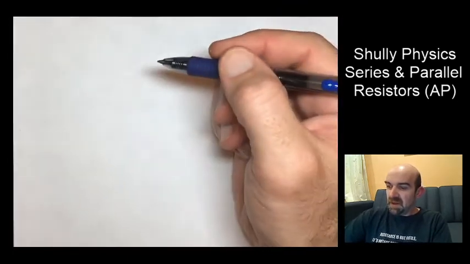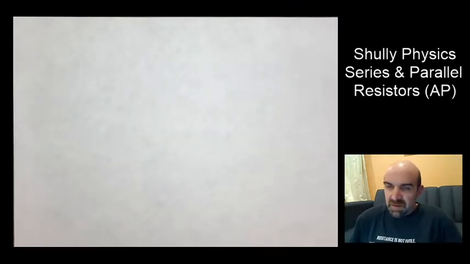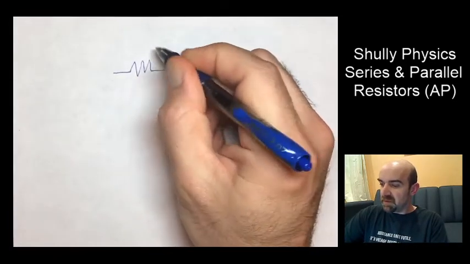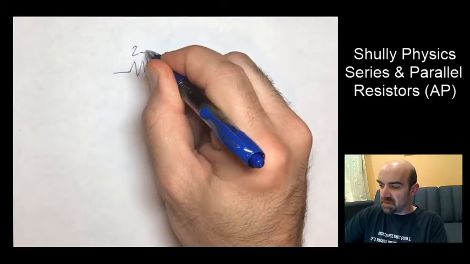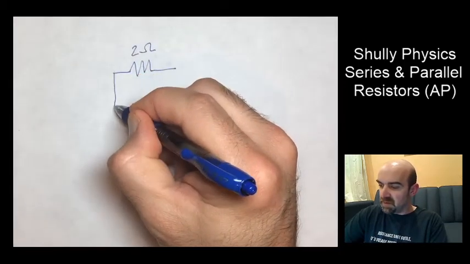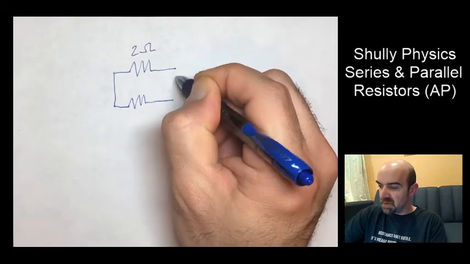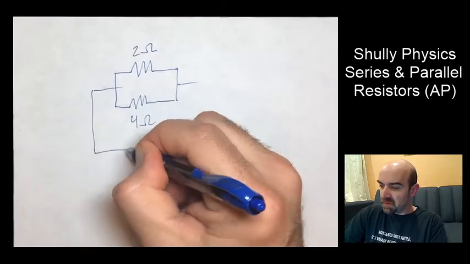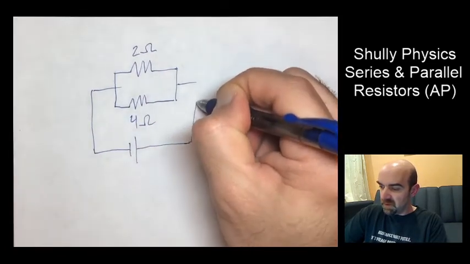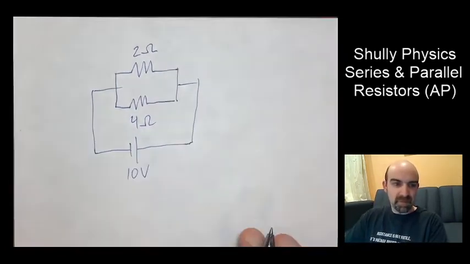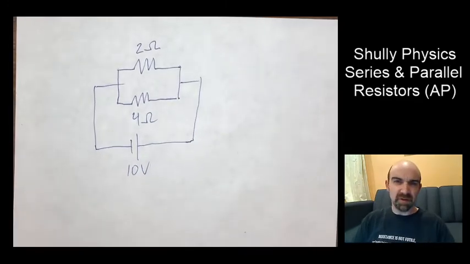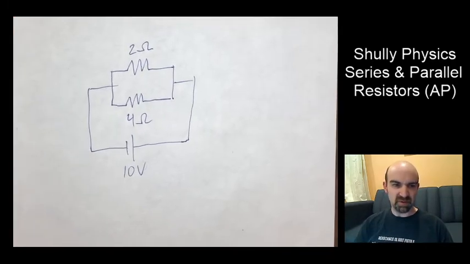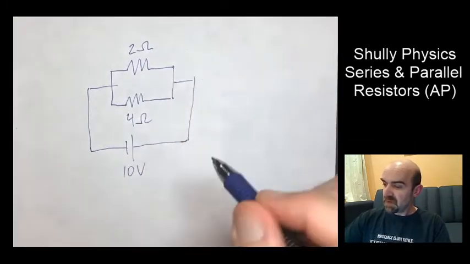Now I could use 2 ohms again, but the result is very boring. So this time I'm going to use a 2 ohm resistor, and let's use something larger than 2 ohms. We'll go with 4 ohms now. We'll still hook this up to a 10 volt battery. I think 10 volt batteries should be in existence. That sounds like a really good round number. Okay, 10. Anyhow, parallel resistors.